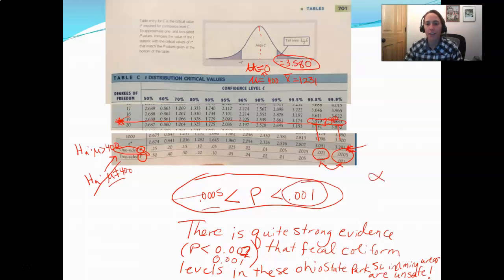Remember our significance levels back in chapter 17. 0.05 is usually our cutoff unless specified otherwise. You can see that this p-value is much smaller than 0.05. So we can reject the null hypothesis and assume the alternative that fecal coliform levels are greater.